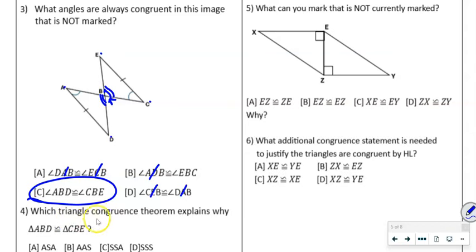This next one says, which triangle congruence theorem explains why ABD is congruent to CBE? So again, what do we have? We have an angle, and a side. Doesn't matter which one we do. Angle, angle, side, right? They're both angle, angle, side. So this answer is B, okay?